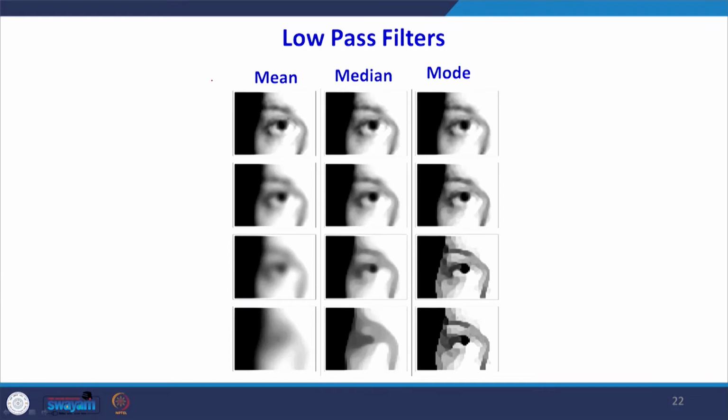In the first column we see the results of the mean filter, in the second column the results of the median filter, and the third column shows the results of the mode filter. The first line is indicating a 3 by 3 filter, the second line is the 5 by 5 filter, increasing the size of the filter, the third one is 7 by 7, and the last is a 9 by 9 filter.